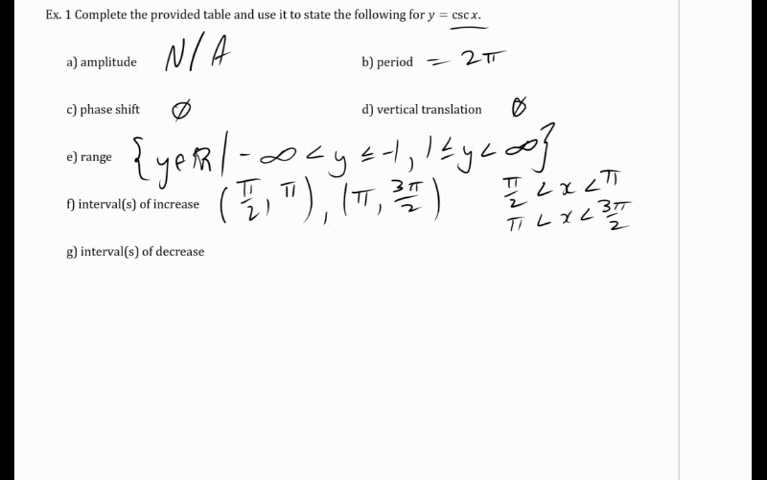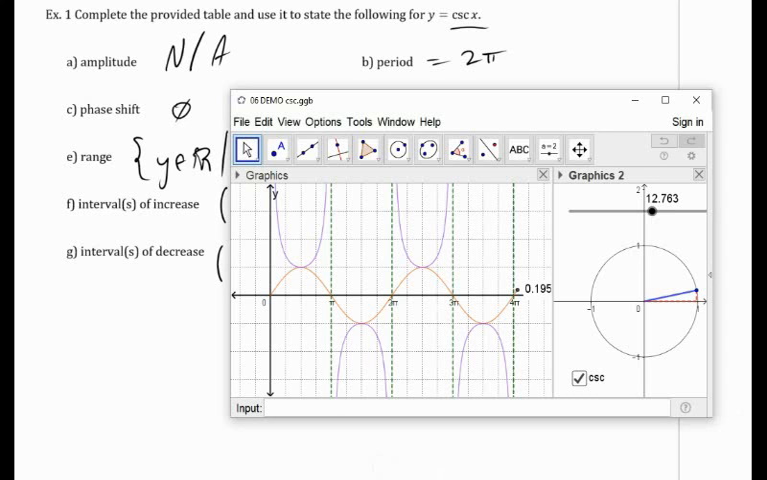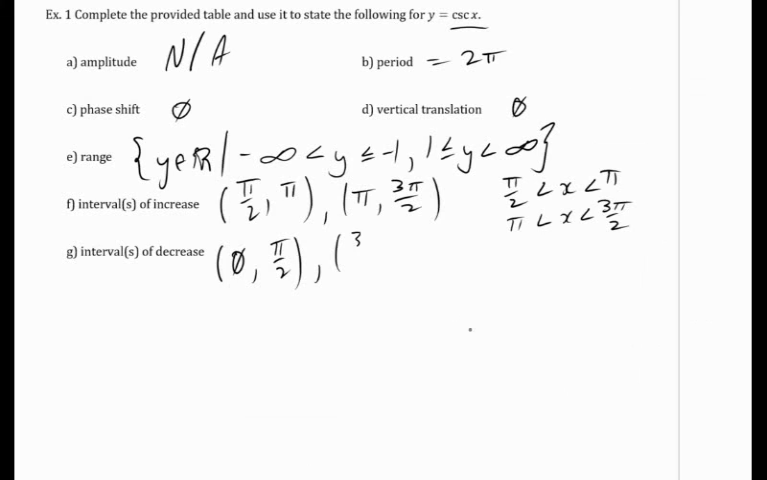Intervals of decrease are the other ones. So again, it doesn't exist at 0, but it starts decreasing there, and it decreases until pi by 2, where it starts increasing, as we saw. Okay? And then while it's increasing in the middle there, and then it starts decreasing again here at 3 pi by 2 to 2 pi. And if you add up all those intervals, except for where it doesn't exist, they would add up to the whole period, 0 to 2 pi.